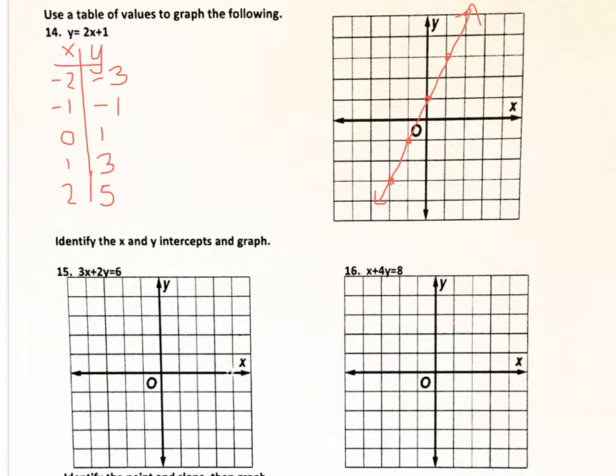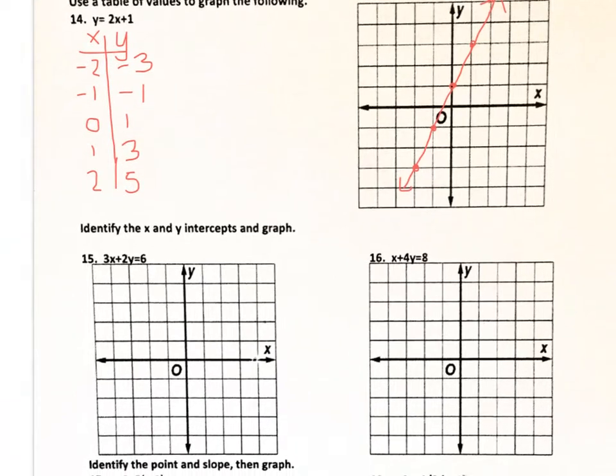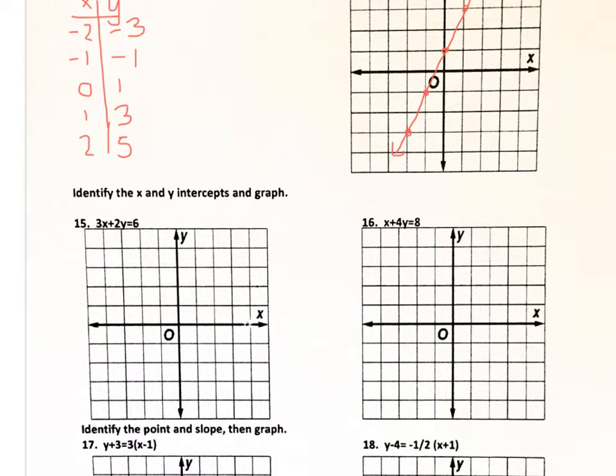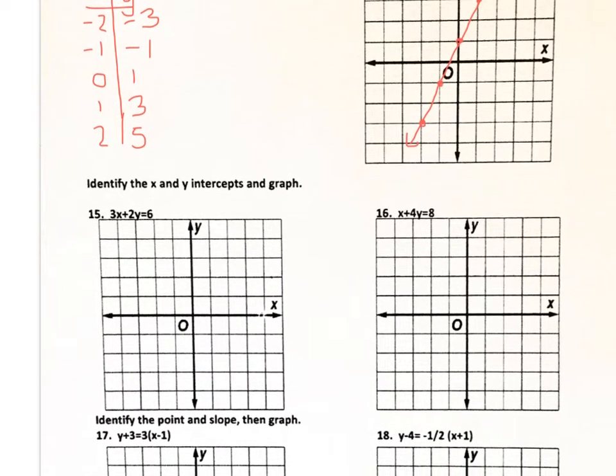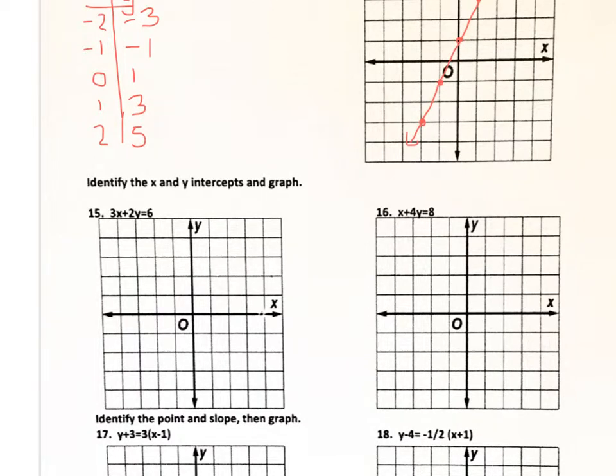The next ones are going to ask you to find the intercepts. So let's go ahead and take a look at that. So if I'm finding intercepts, again, I need to plug in 0 for x and solve for y, and plug in 0 for y and solve for x. I need to see your work when you do this.